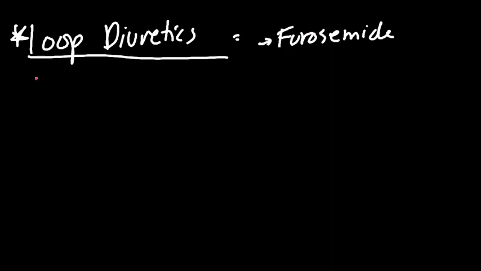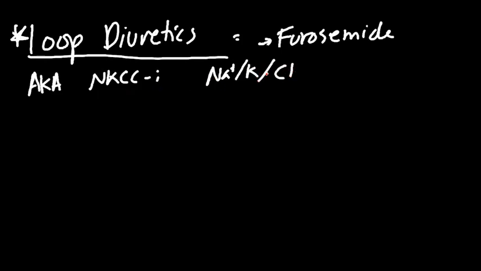So loop diuretics are also known as NKCC diuretics, and that simply stands for NKCC inhibitors, because an NKCC is going to be a transporter of sodium, potassium, NK, chloride times 2 ions. So we're going to move a sodium, a potassium, and 2 chlorides. It's going to be an NKCC transporter. So if we inhibit this, we aren't able to move these ions. So that's kind of the basics.